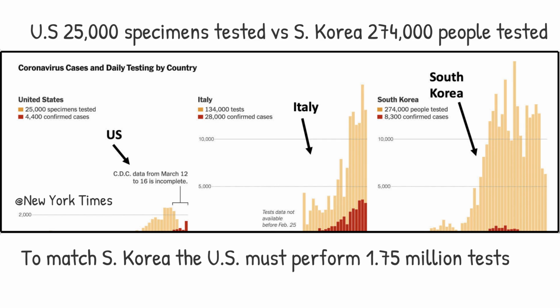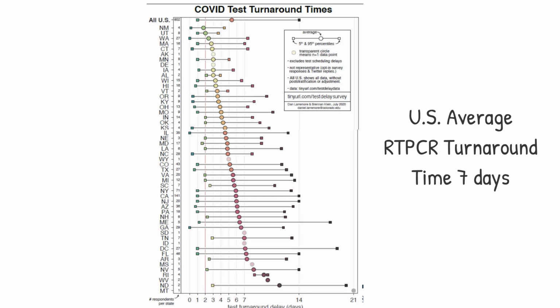Recently, testing has dramatically increased in the U.S., and many states aspire to apply South Korea's approach to keep the U.S. R sub-zero below 1. Although many states have achieved the testing quantity per capita of South Korea, because of supply chain deficiencies, the results of these tests are often delayed.